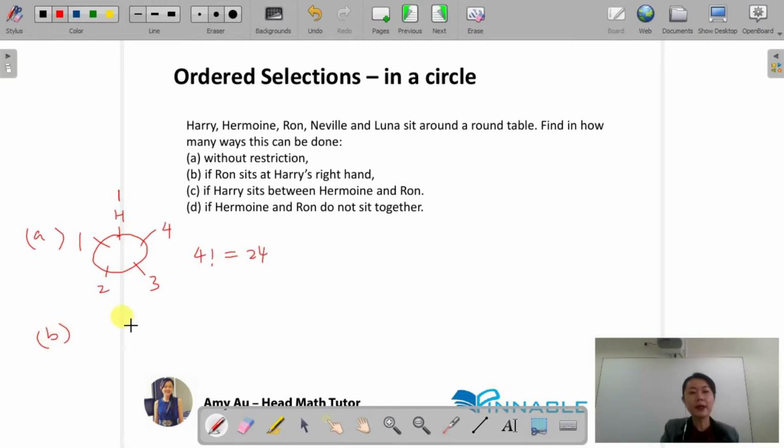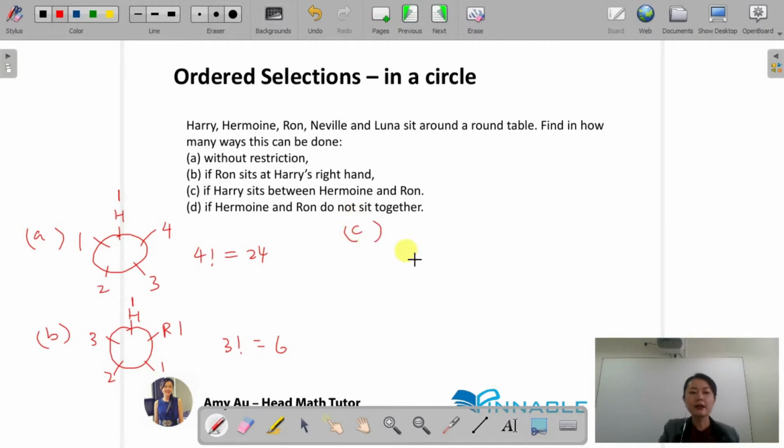Alright, so part B. If Ron sits on Harry's right-hand side, again, let's have a look at the circle, 1, 2, 3, 4, 5. Again, I'm going to put Harry down first. One way to put Harry down. And then Ron has to sit on Harry's right-hand side. Harry only has one right-hand side, so one way to place Ron. After that, no further restrictions. So 3, 2, 1. So 3 factorial, 6.